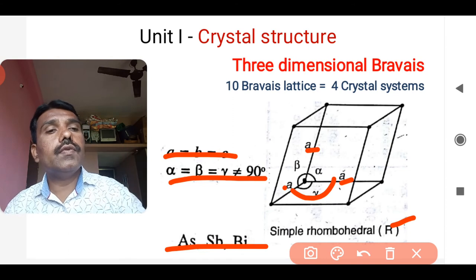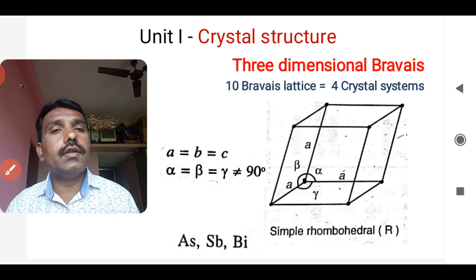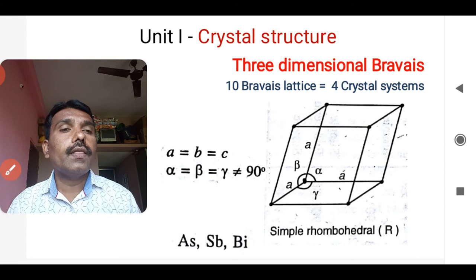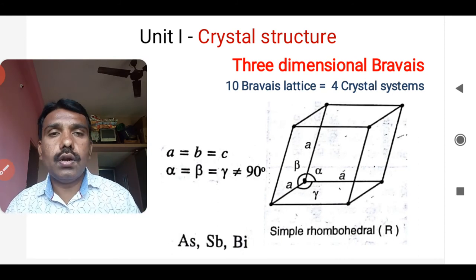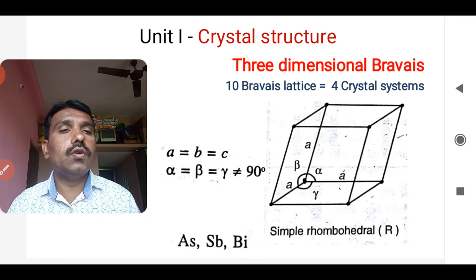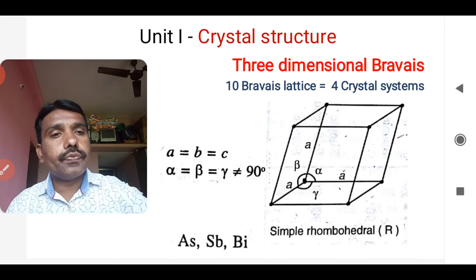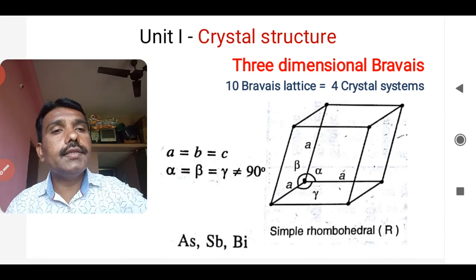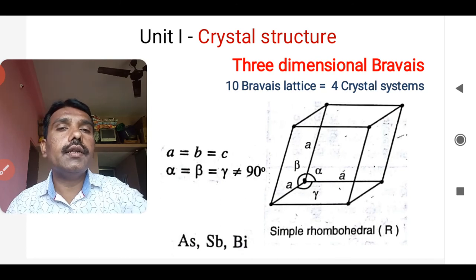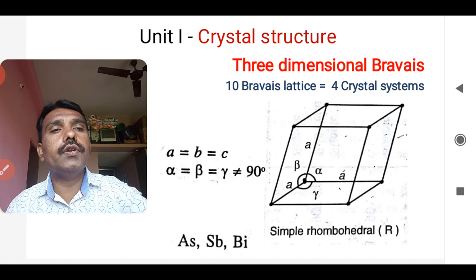Another important factor in this case is that all the points are exactly on the corners of the rhombohedral structure. And that's why the example comes under the simple or primitive, but rhombohedral, and that's why the notation R is going to be used.